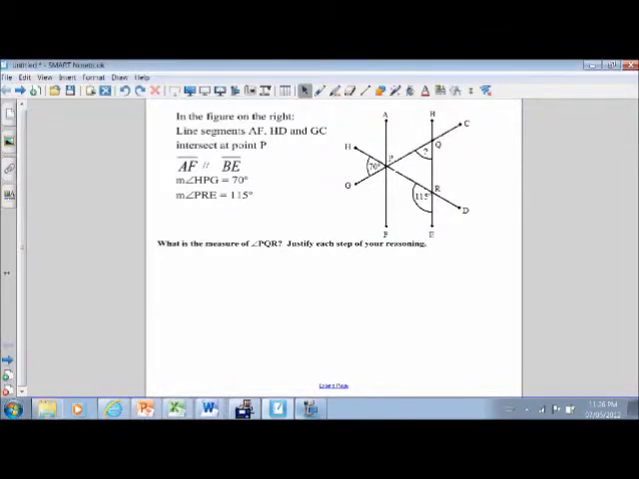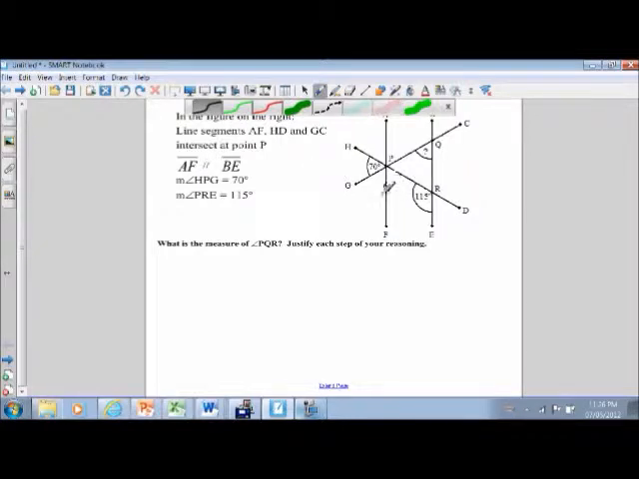Alright, this video isn't an instructional video, but we are going to take a look at a specific example we looked at in class. This one is exploring angles in particular. We're given a diagram on the right that shows a bunch of lines intersecting. We're told that lines AF, HD, and GC all intersect at point P. It's consistent with our diagram. We're told that AF and BE are parallel. That's what these two lines mean.